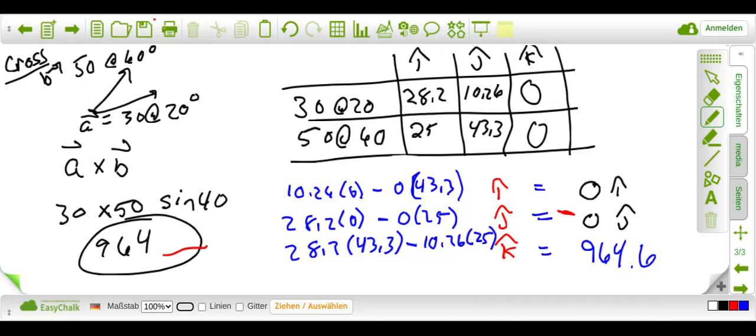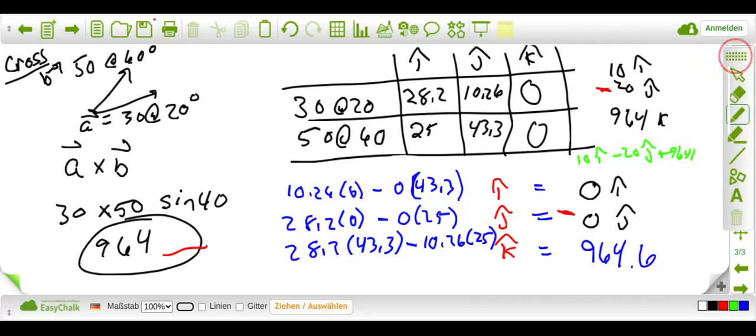You must do that. Because what this could be written as, if we had the values after doing the math of 10 i hat, 20 j hat, 964 k hat, we would put a negative sign in there and switch it. And so mathematically, we could write this whole equation as 10 i hat minus 20 j hat plus 964 k hat, right? You get that value.